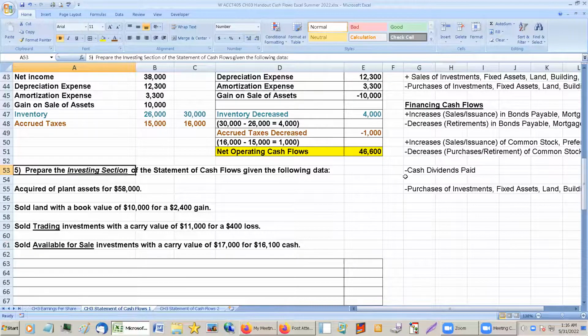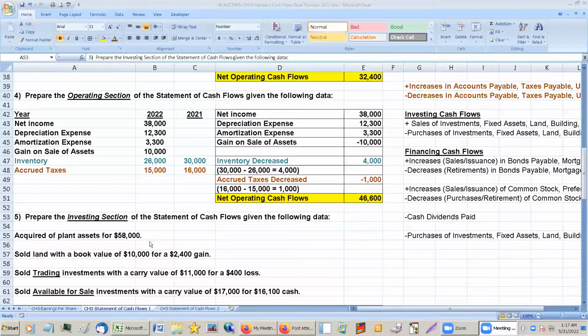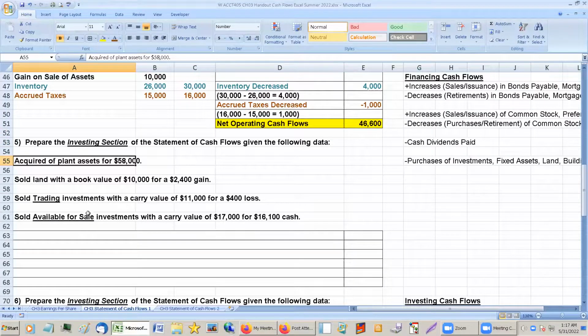Okay, the investing section. The investing section is when you're buying and selling long-term assets, things like land, equipment, buildings, those sorts of things. Buying and selling those things are your investing section. In other words, making investments in big things like land, building, equipment, cars, vehicles, all that kind of long-term stuff. Okay, so let's go through each of these.